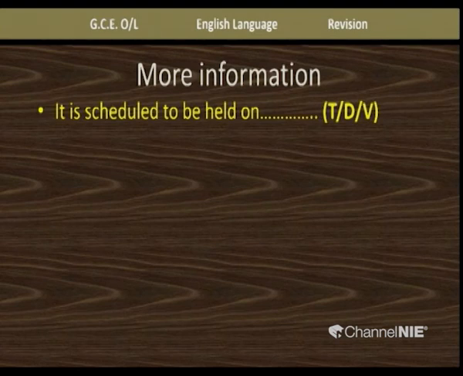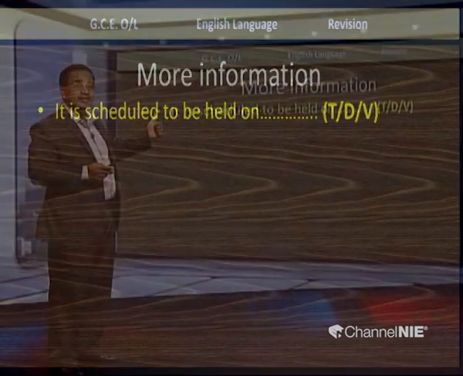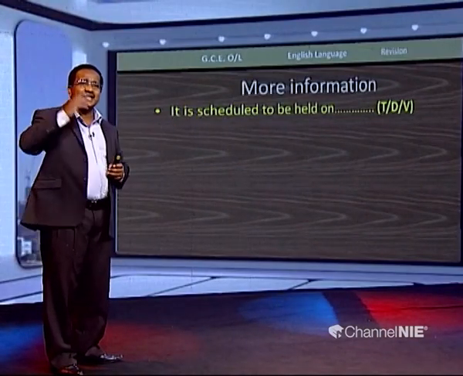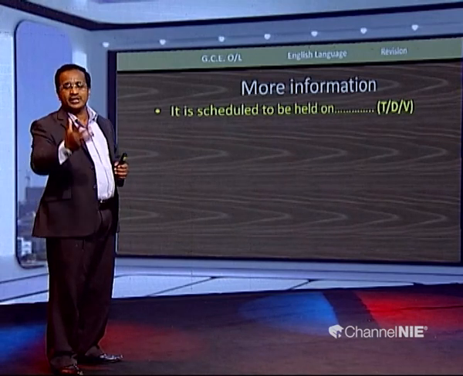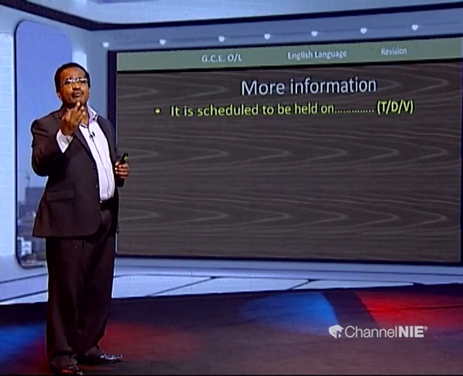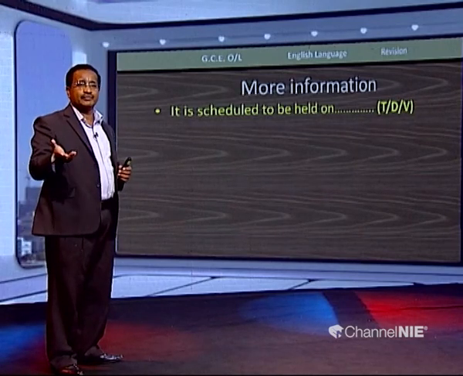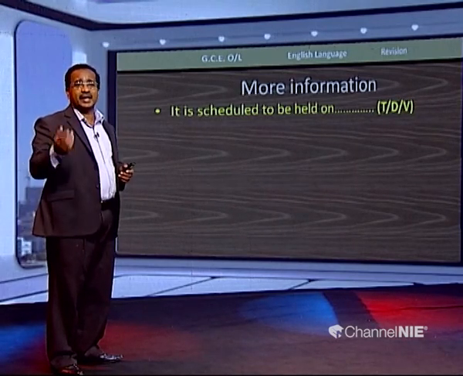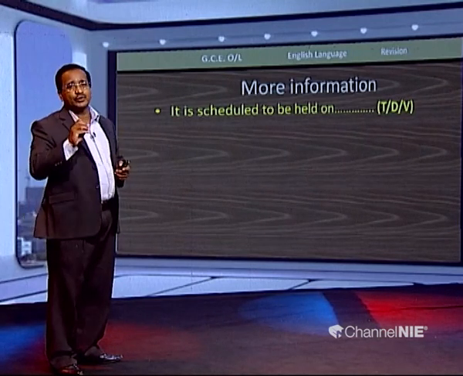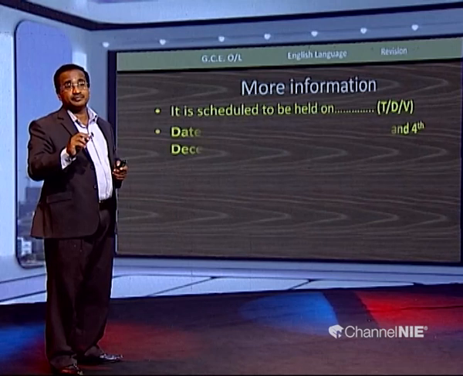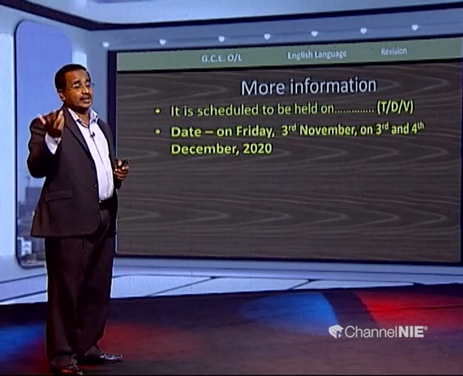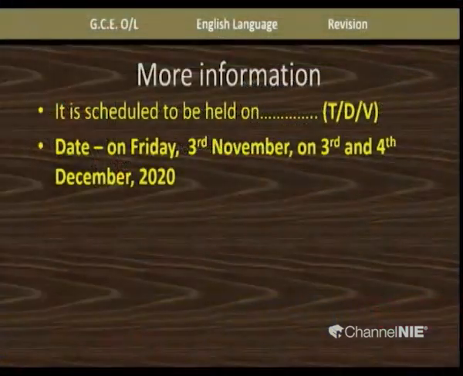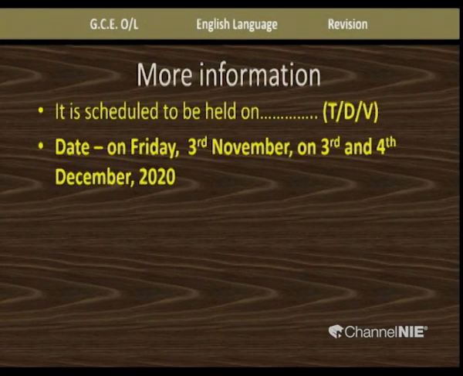I always tell my students to remember it as TDV. TDV means time, date, venue. You can easily remember it as TDV. More information, TDV: time, date, venue. Then chief guest, guest of honor, guest lecture, categories, prizes. Those information should be included depending on the question. When you write the date, you can say on Friday or 3rd November. If this particular event lasts for 2-3 days, then from 3rd to 5th December.